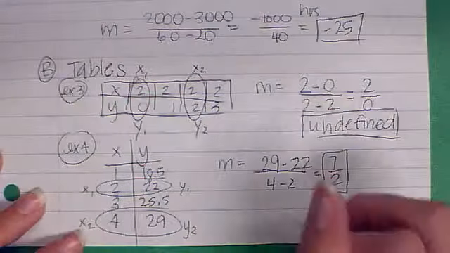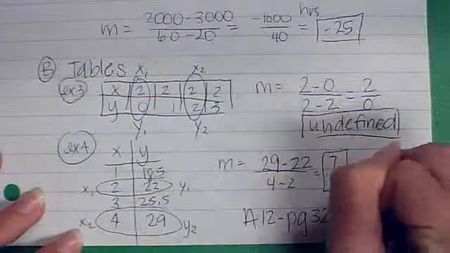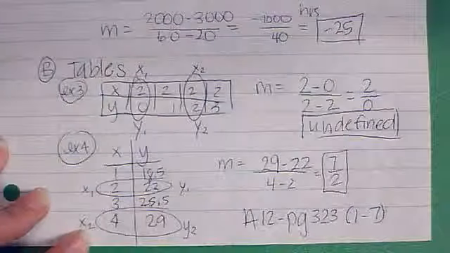The assignment for today is number 12, and it's page 323, numbers 1 to 7. Good luck, and let me know if you have questions.